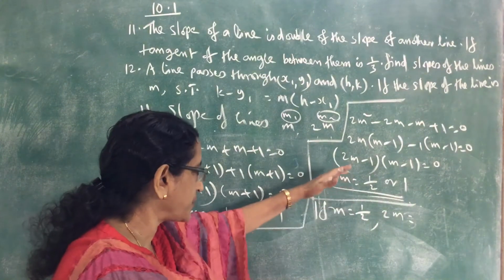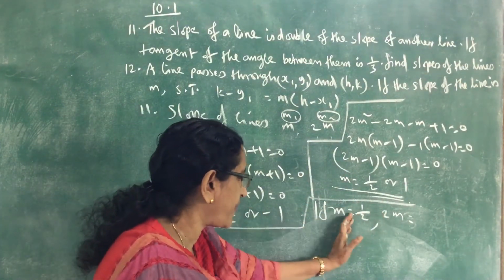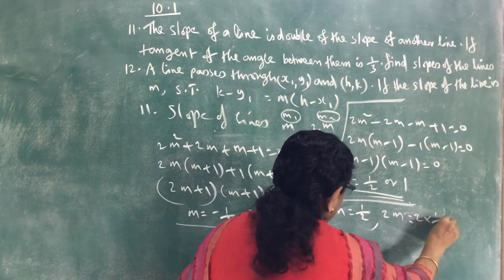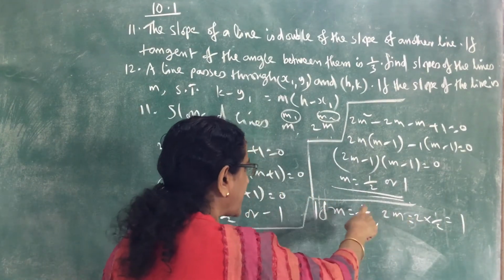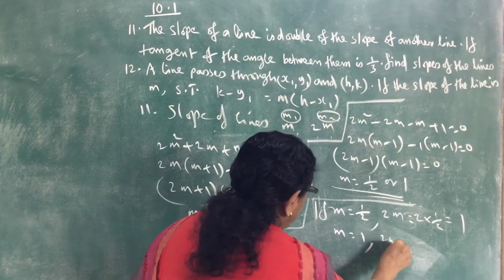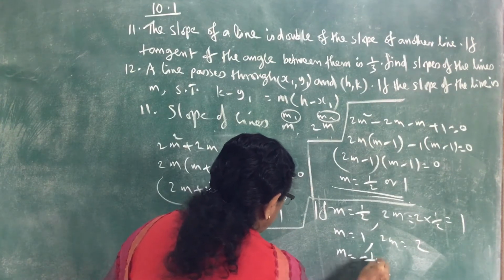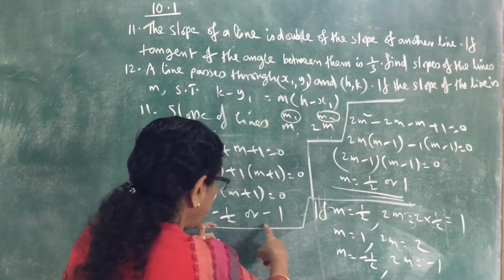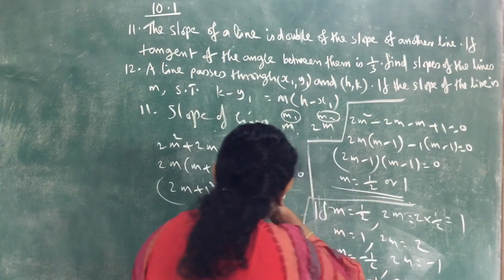Therefore, we have to consider which are the slopes of the lines. If m equal to half, what is 2m, the slope of the other line? 2 into 1 by 2, that is equal to 1. So if m equal to half, slopes of the lines are half and 1. If m equal to 1, 2m equal to 2. If m equal to minus 1 by 2, 2m equal to minus 1. Then m equal to minus 1, 2m equal to minus 2.